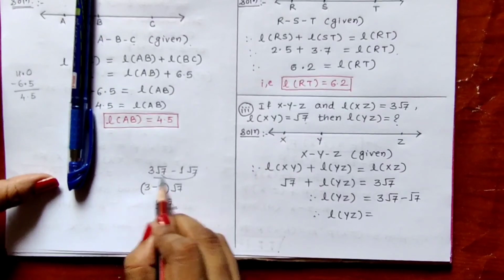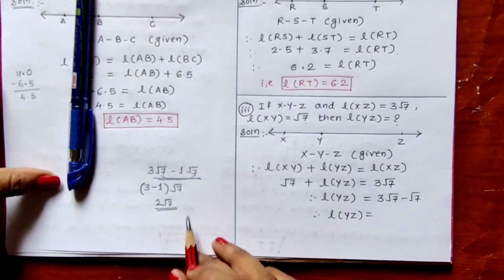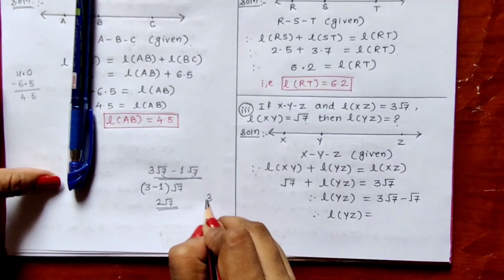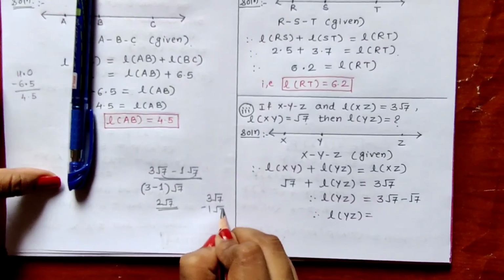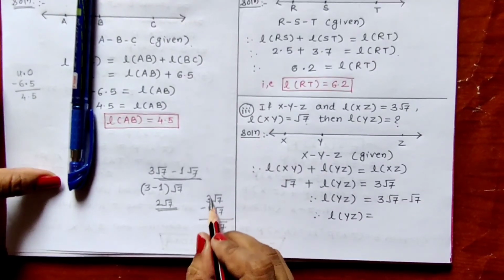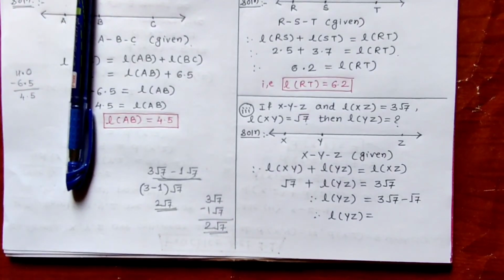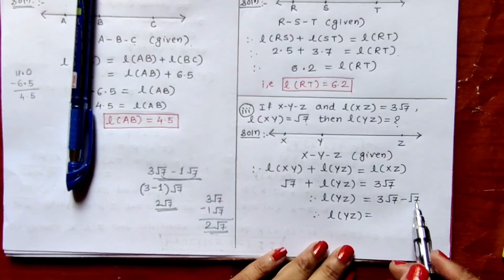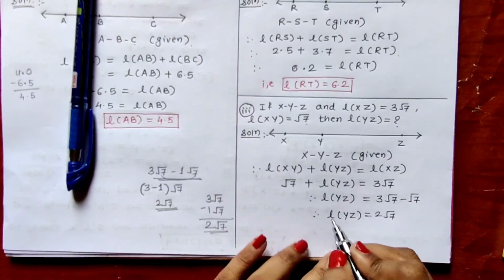In this way we can solve this subtraction of irrational numbers. You can write in a vertical manner also. 3 root 7 minus 1 root 7. So root 7 is common. We write root 7 as it is. 3 minus 1 is 2. In this way, we have to do the subtraction. So 3 root 7 minus 1 root 7 is 2 root 7.